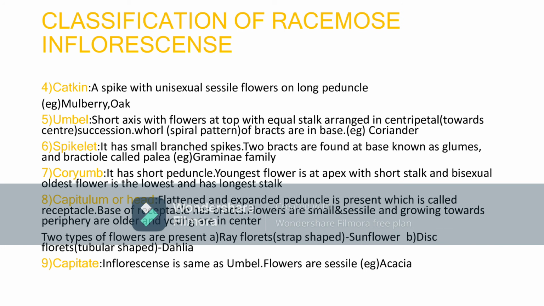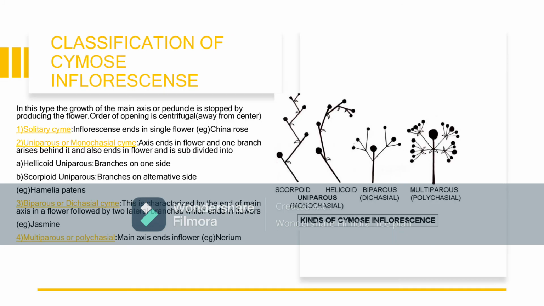Two types of flowers are present: ray florets, which are strap shaped, example sunflower; and disc florets, which are tubular shaped, example dahlia. Capitate: inflorescence is the same as umbel. Flowers are sessile, example acacia. We'll see about cymose inflorescence. In this, the growth of the main axis or peduncle is stopped by producing the flower. Order of opening is centrifugal.